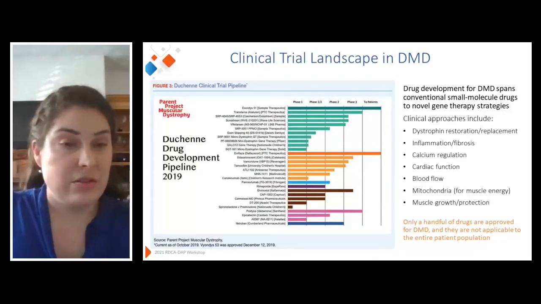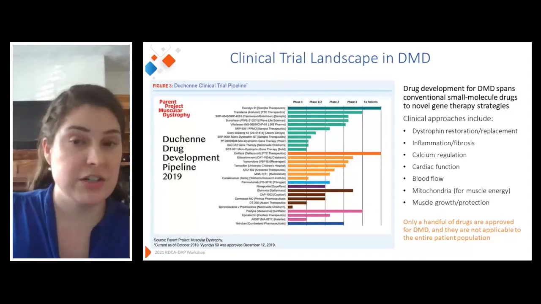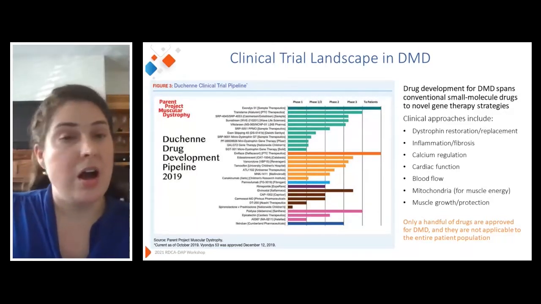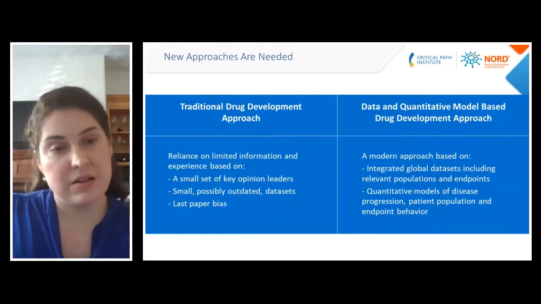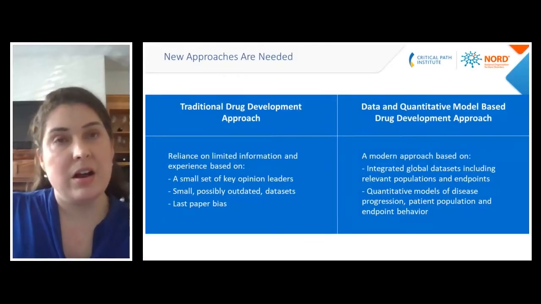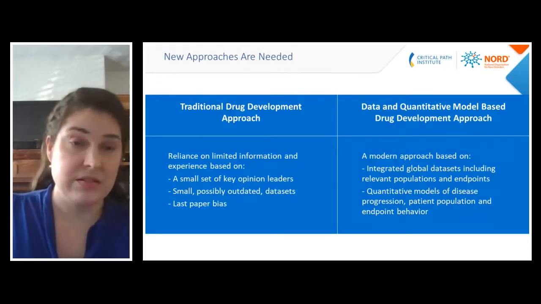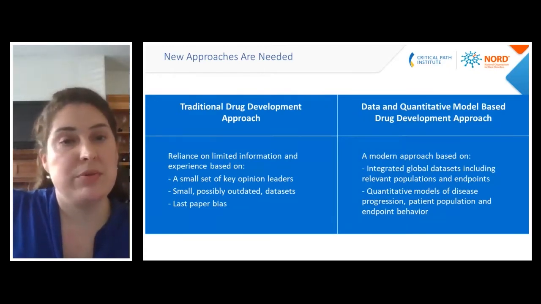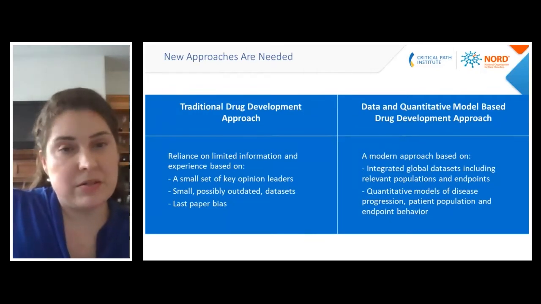But again, there's urgent need for this process to continue and to be more efficient, because even the few drugs that have been approved for DMD only treat a minority of the patients. And often certain types of drug development can only be applicable to a small percent. And this is already a small percent of a rare disease population. So we do need to enhance our approach and really up our game. These new approaches are absolutely required.